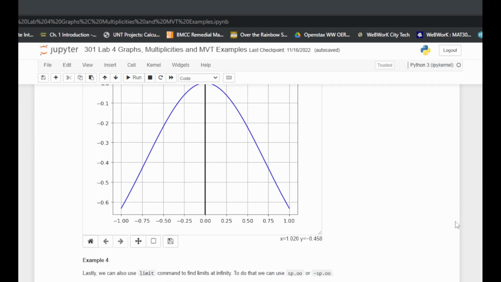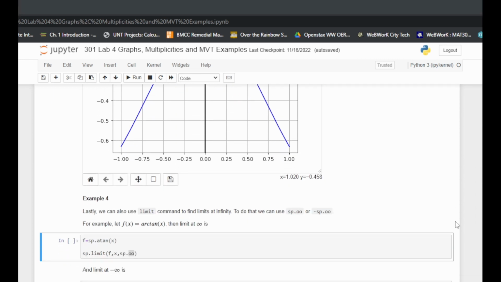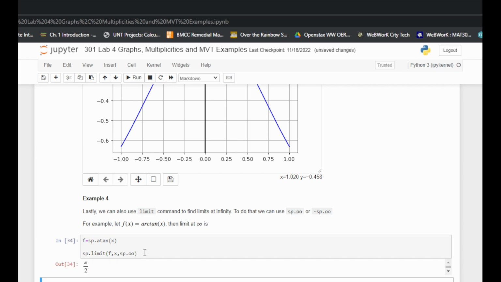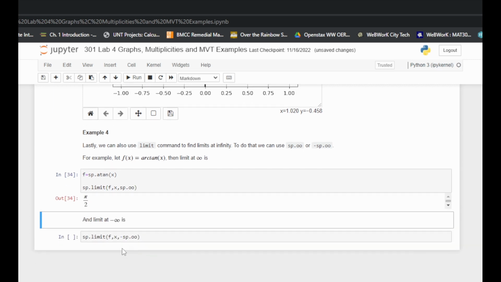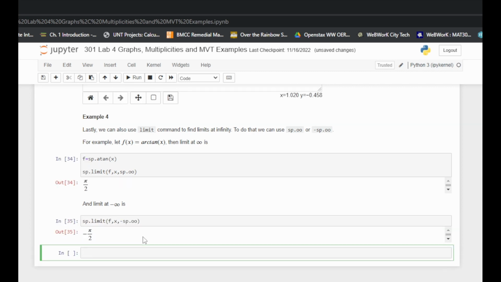And in our final example, we will look at limits at infinity. It is very similar to just normal limits. All we have to do is specify how to make x approach infinity. And SymPy has an infinity command. It's sp.oo. This is two lowercase o's. This means infinity. So this first limit is a limit of f of x as x approaches infinity. If I want to approach negative infinity, I just have to put a negative in front of my infinity command. And there we have it.